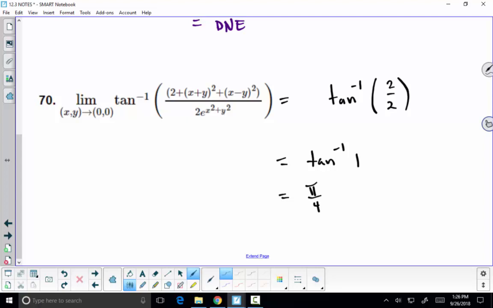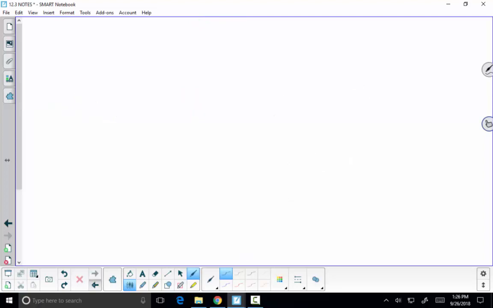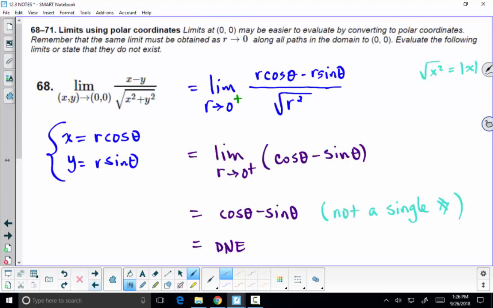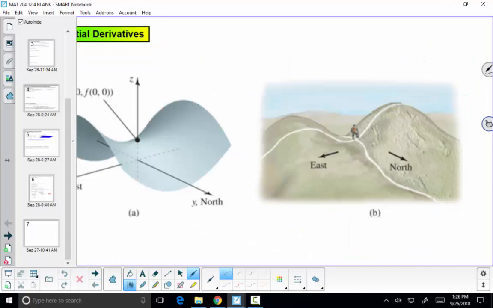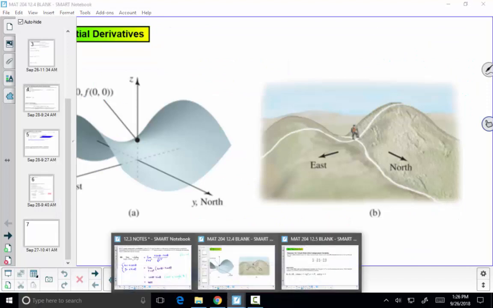I was thinking we might have to use polar, but we don't. That's not an indeterminate form. Not an indeterminate form. All right, all done. Off to 12.4. There we go. You show that last one. Oh, grand.